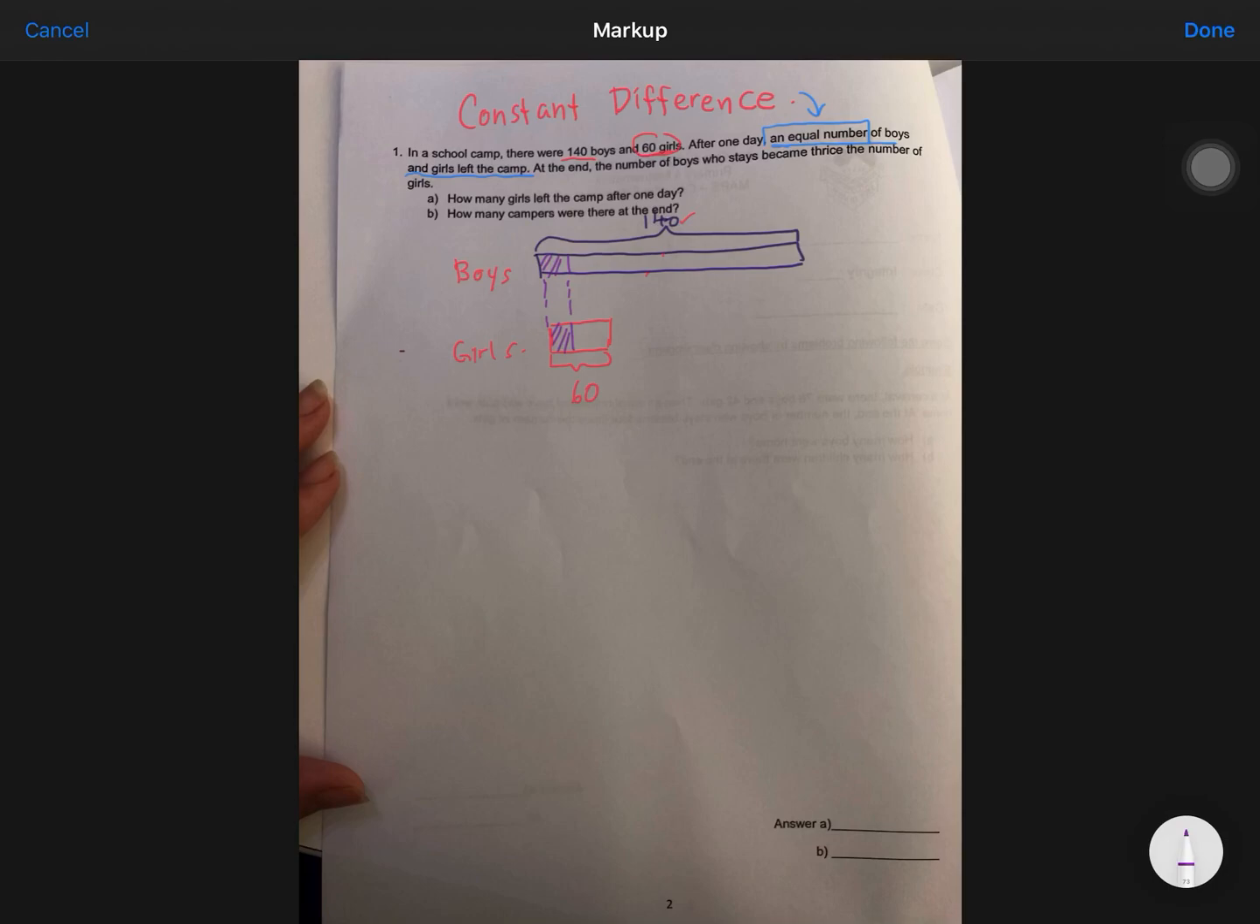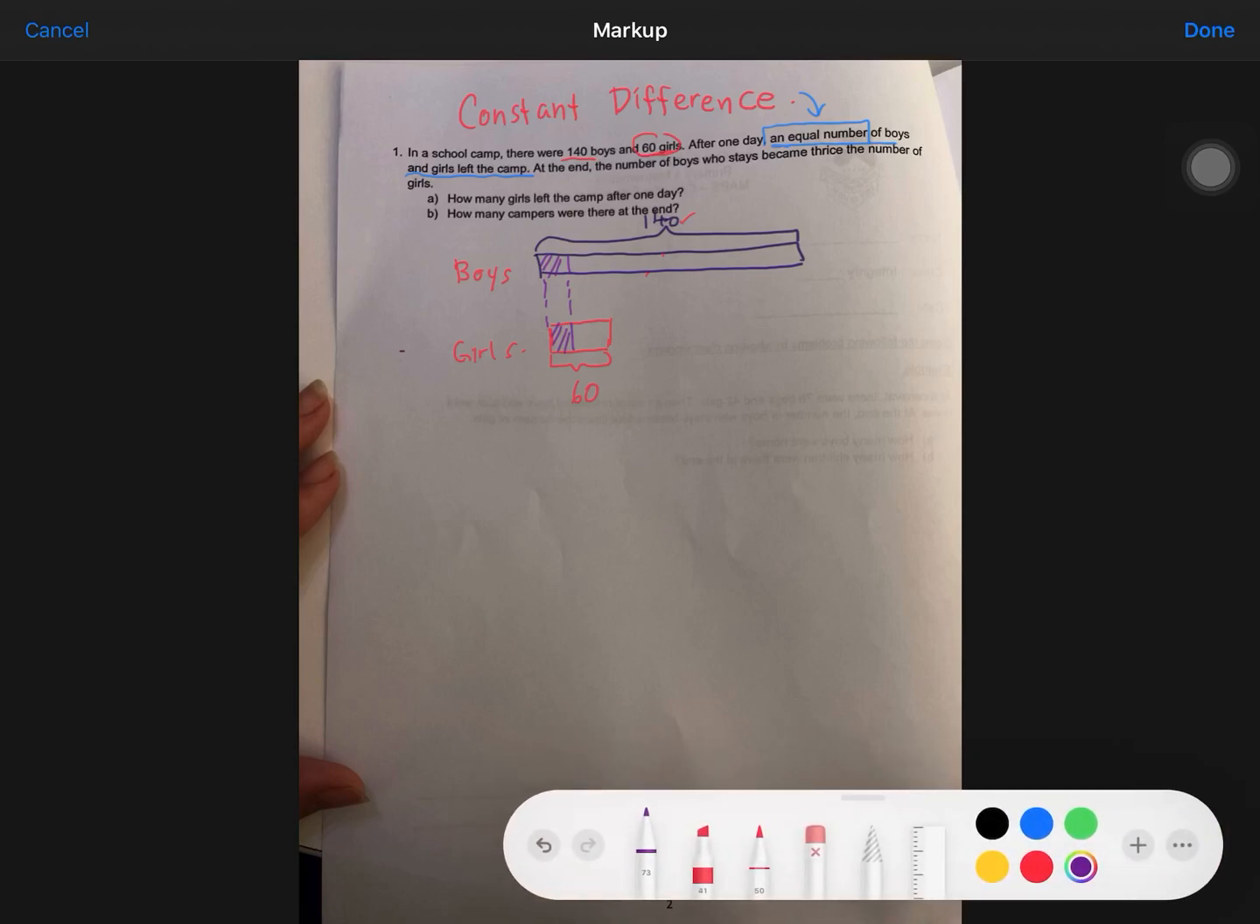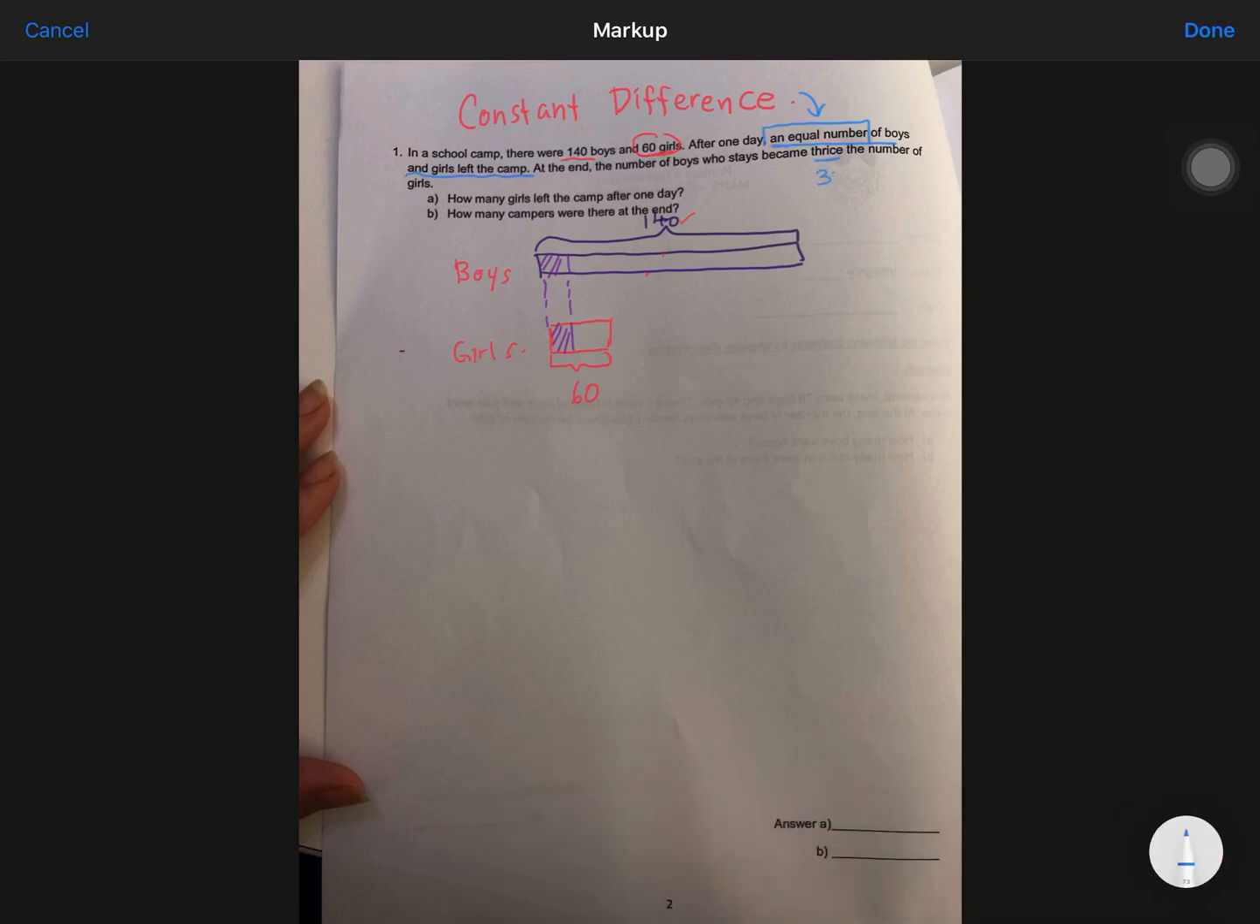Now, at the end, what happened is the boys who stay became thrice. Thrice is 3 times. So in this case, the boys became 3 times. So boys will be 3 units and girls will be 1 unit, because 1 times 3 equals 3. So girls will be 1 unit, and boys have 3 units.